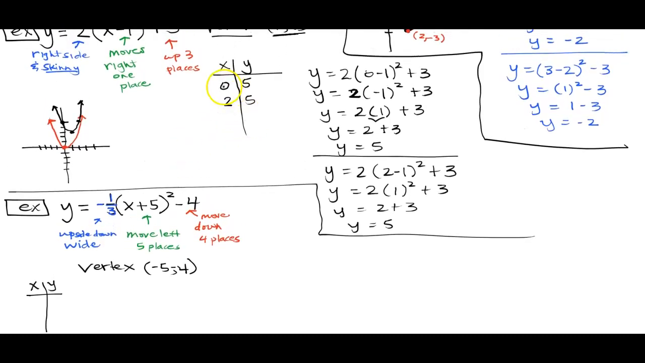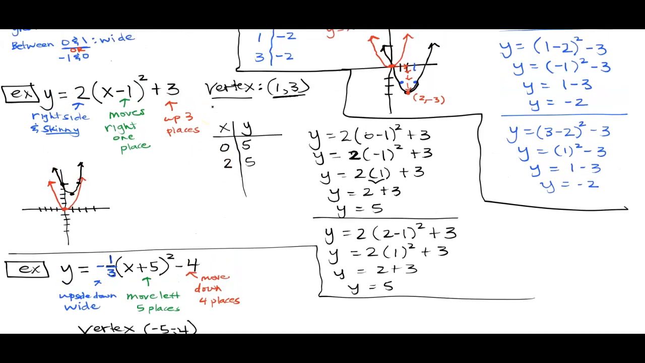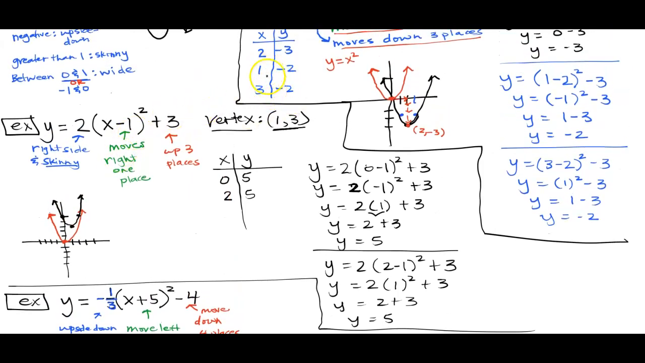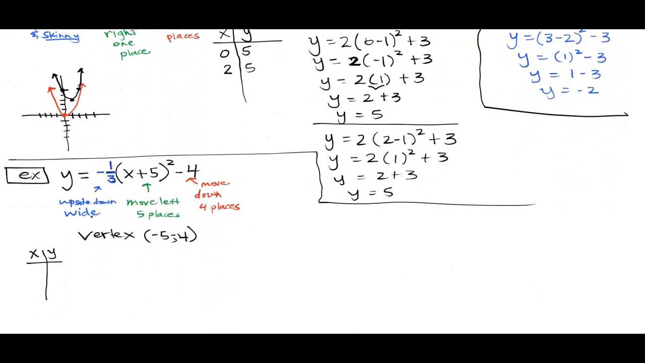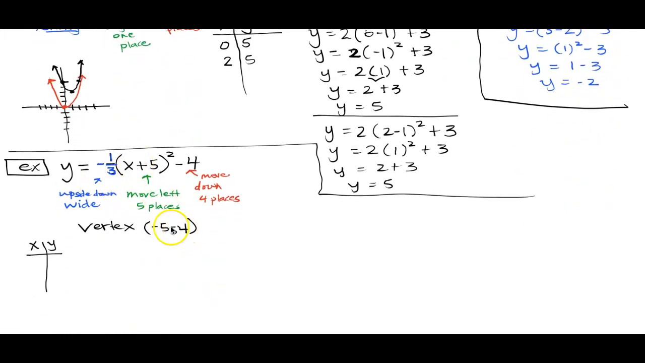Why did I pick 0 and 2 on here, and why did I pick 1 and 3? Do you remember how I came up with those numbers? Because it's the vertex. Yeah, we have -5 as our x value, so we want to pick numbers around that. One that's smaller and one that's bigger are usually good numbers to pick. And I can also take the y value, the -4, on the other side.